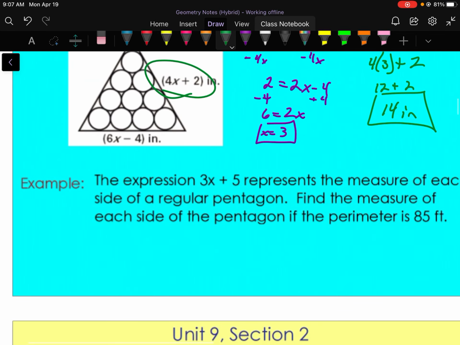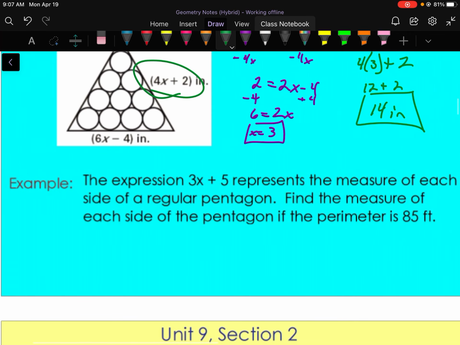So the last example here, the expression 3x plus 5 represents the measure of each side of a regular pentagon. So a pentagon means it has 5 sides. Regular means all the sides are the same, all the angles are the same. Find the measure of each side of the pentagon if the perimeter is 85 feet. So how do you find the perimeter? You'd add up all the sides. Or you could just take the number of sides, which is 5, times one side. It all does the same thing. Set that equal to the perimeter.